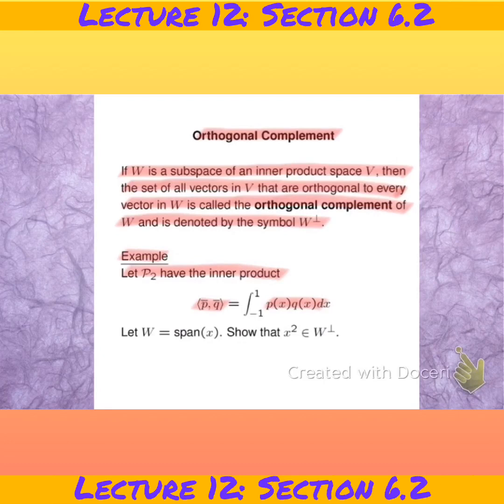Now if we let W be the space spanned by the vector x, then we are asked to show that x squared is in the orthogonal complement. So all you need to do there is note that the span of x is all linear combinations of x, so it's all scalar multiples of x. So you just need to show that x squared is orthogonal to any scalar multiple of x.